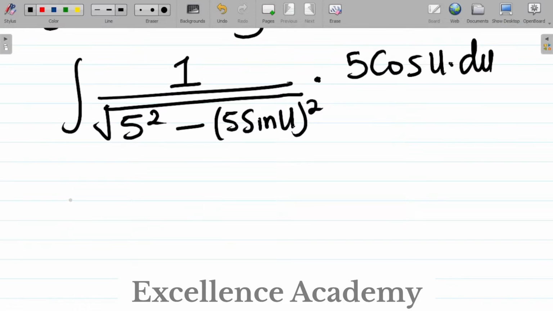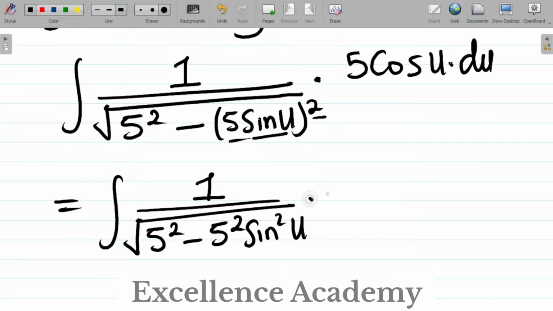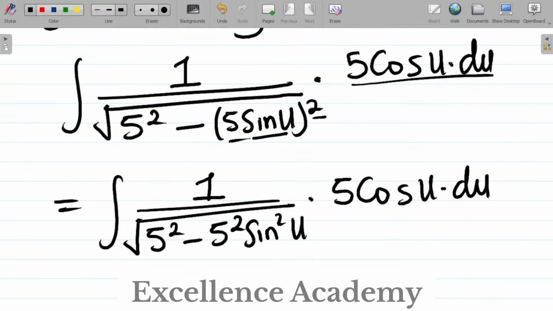Let's simplify this. This would be equal to the integral of 1 all over the square root of 5 squared minus, expanding this bracket, 5 squared sine squared u, times what I have here, which is 5 cos u du.